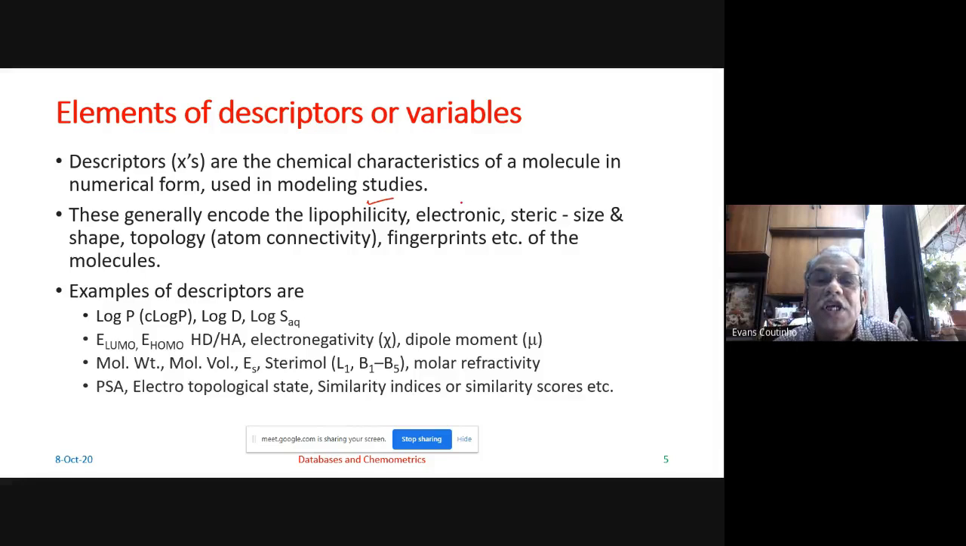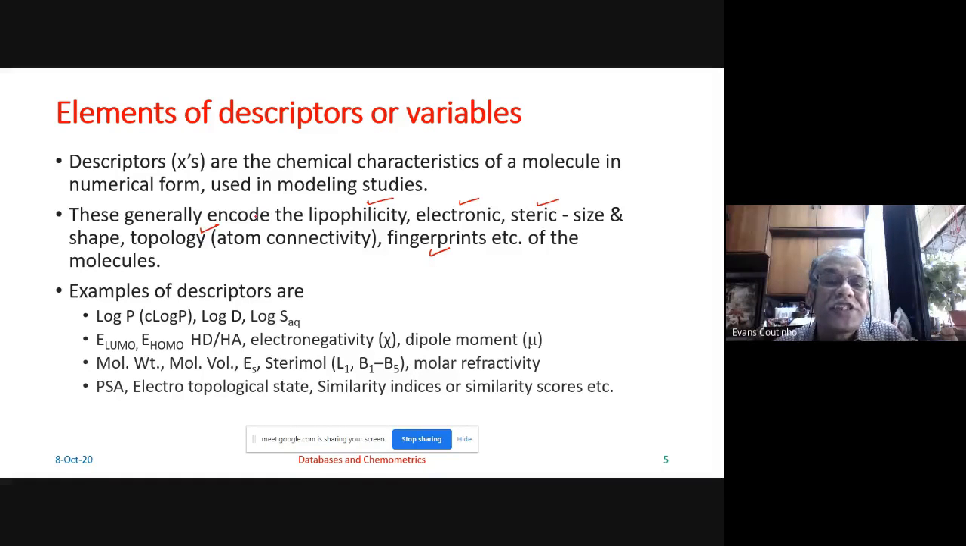lipophilicity of the molecules, their electronic properties, their steric properties, that is the size and shape of the molecules, the topology of the molecules, how the atoms are connected to each other, and fingerprints. Fingerprints are basically signatures of these molecules, just as our fingerprints are signatures and identities of each one of us. Just like we have a retina and a fingerprint that is now used to capture and identify us in airports, in malls, etc. So likewise, molecules can also be described by their fingerprints, that is, characteristics for each molecule.